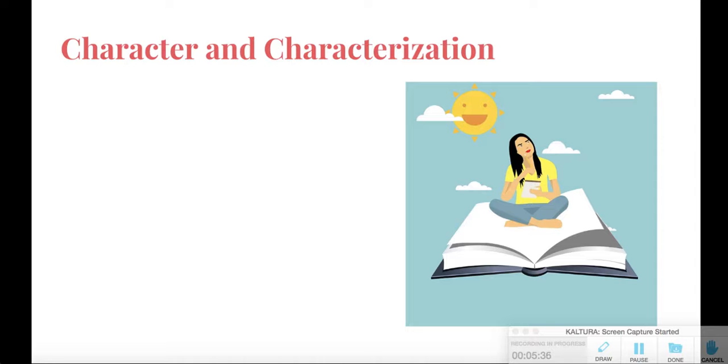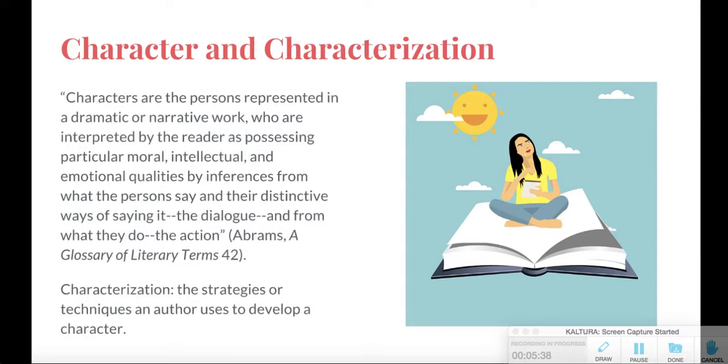According to M.H. Abrams' A Glossary of Literary Terms, characters are the persons represented in a dramatic or narrative work who are interpreted by the reader as possessing particular moral, intellectual, and emotional qualities by inferences from what the persons say and their distinctive ways of saying it, the dialogue, and from what they do, the action. Characterization is the strategies or techniques an author uses to develop a character. The following video provides a useful strategy for analyzing characters and characterization.